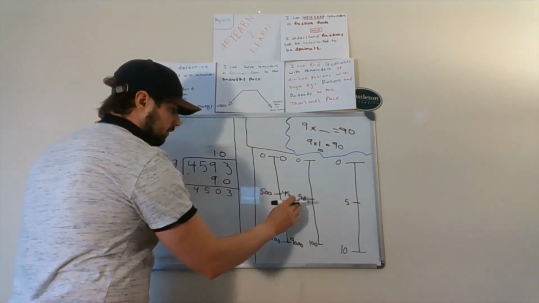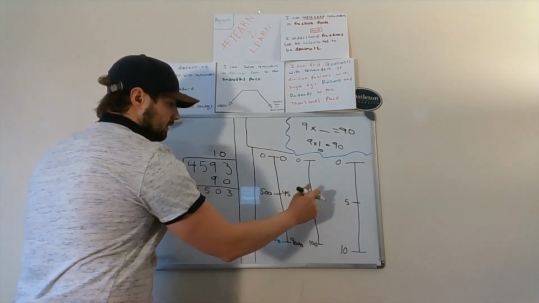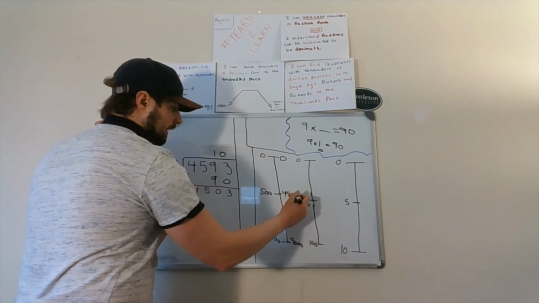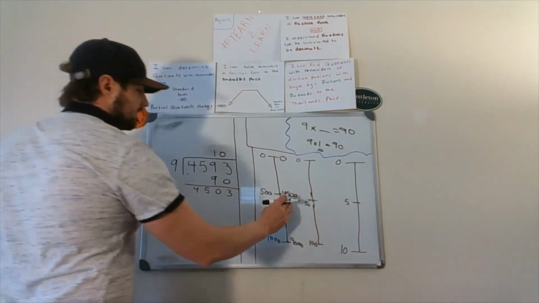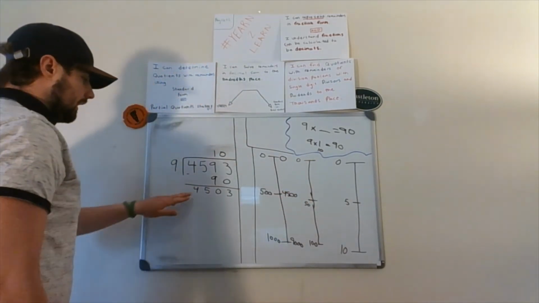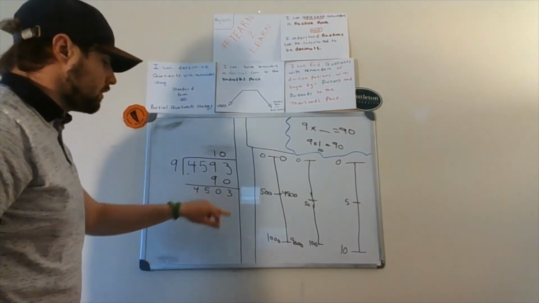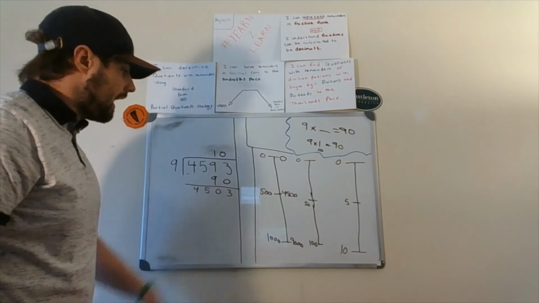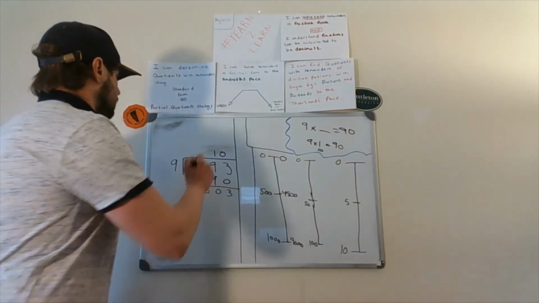If I tack 2 zeros, that would give me 4,500. Look at that. 4,503 is what I'm working with. I could chunk that out. That's a big old chunk. Let's do it.